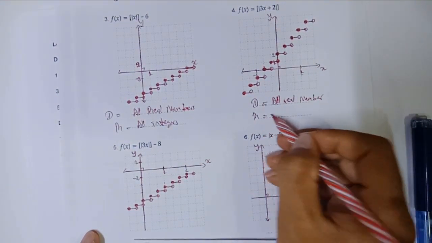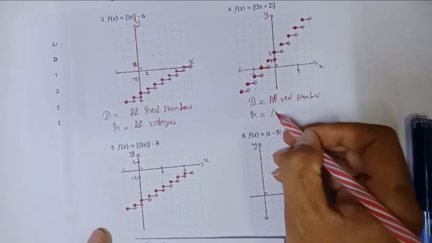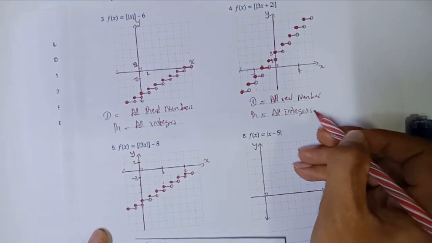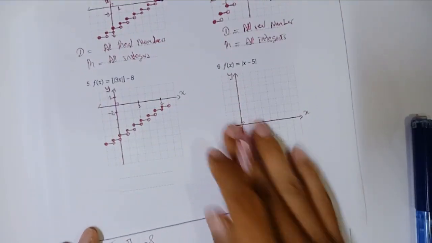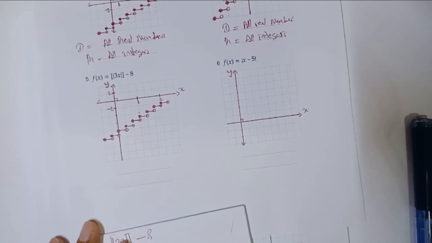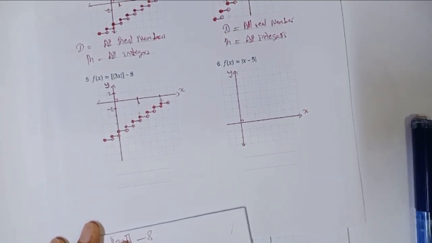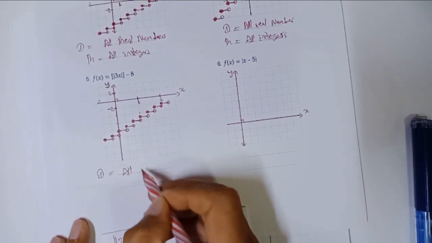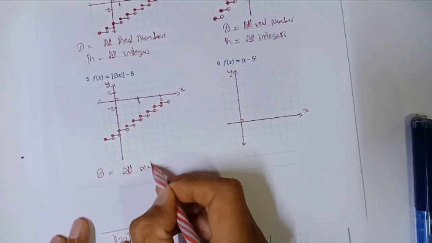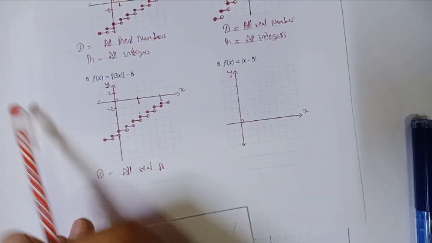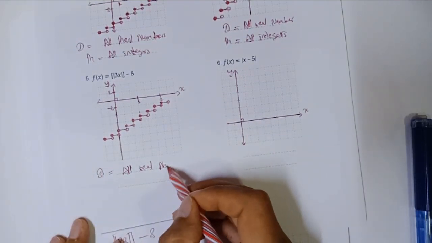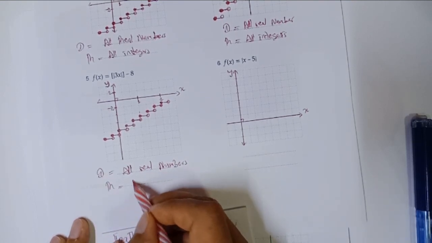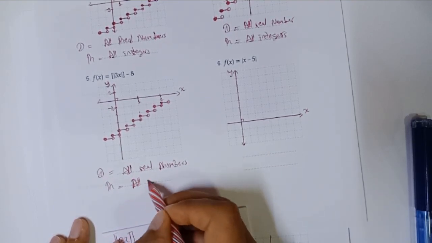And for the range, this is all integers. Number 5, for x value or domain, this is all real numbers. For the range, all integers.